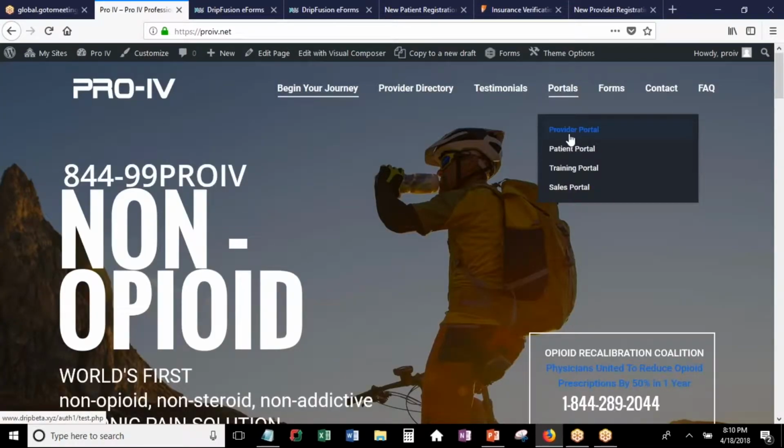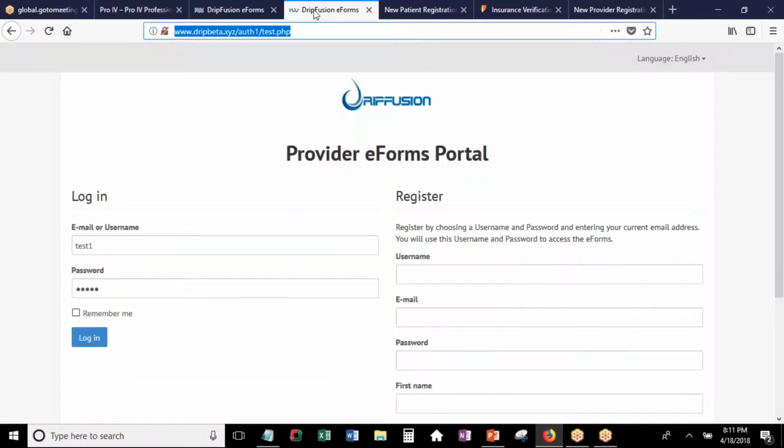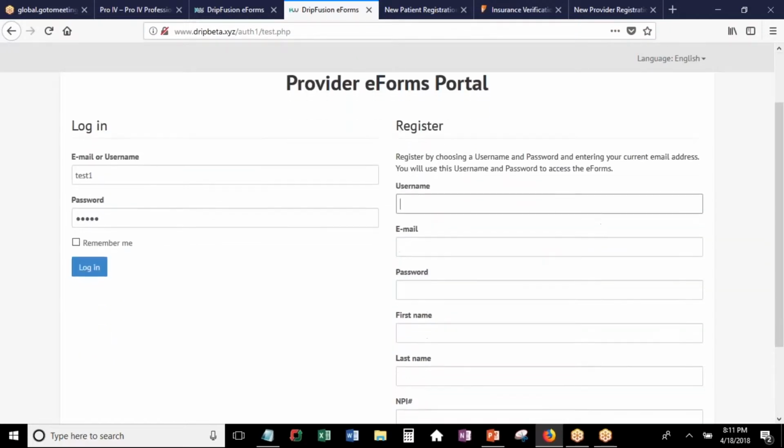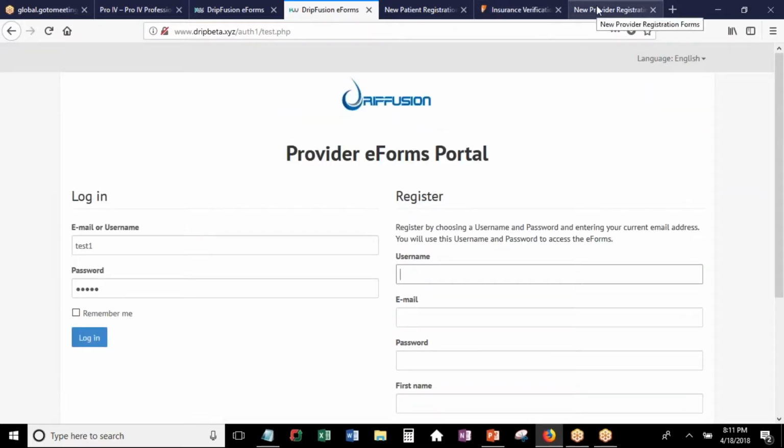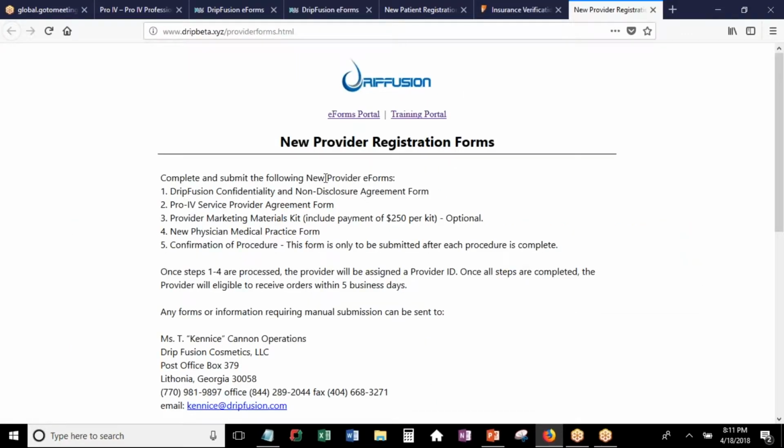If you do have questions as we go along, I do have the chat open on the side. You're more than welcome to type in some questions. So we're going to go to provider portal, back at that ProIV form. You again are going to register and put in your information, your NPI and your email. That's all very important to make sure that you do that.